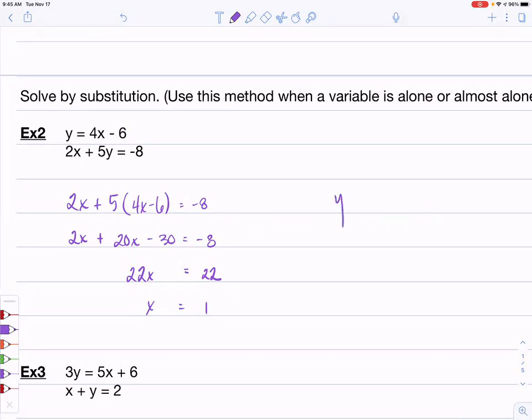All right, so we've got y equals 4x, but I'm not going to write x. I'm going to write what it equals, minus 6. So we've got y is equal to what? -2. Are you done now?